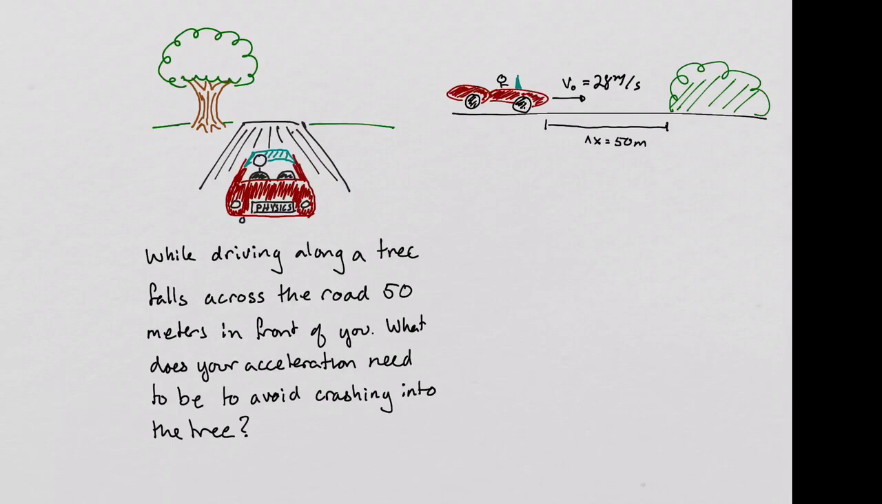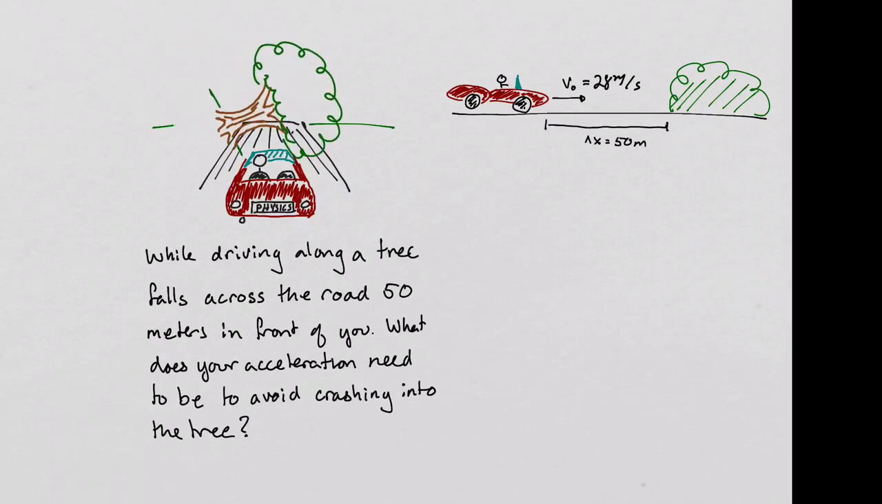And what's going to happen is, as we're driving along that road, a tree is going to fall into the road in front of us, 50 meters in front of our car. What we need to figure out is what acceleration do we need to avoid crashing our brand new car into the tree.